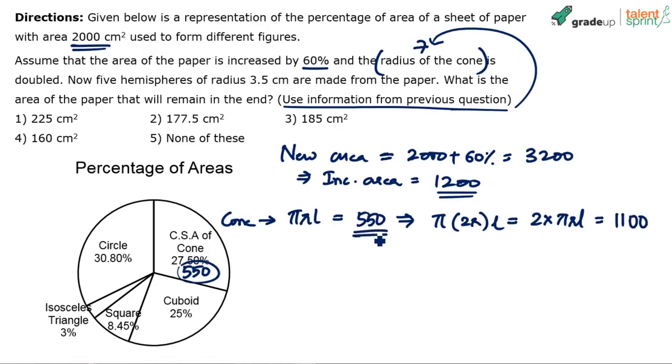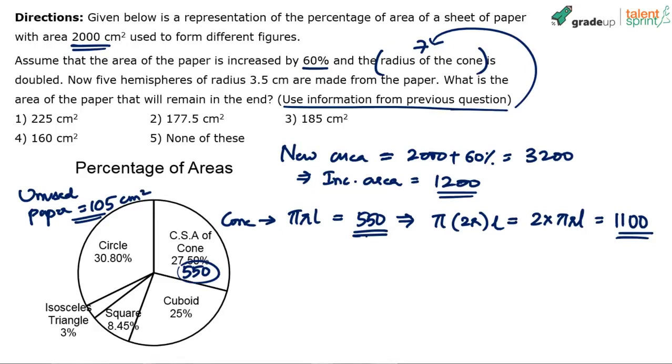So earlier what was 550 has now become 1100, which means 550 more. And then also remember the other information that can be used from the previous question: the unused area. Unused paper was 105. I recall that, right? Unused paper was 105 centimeters square.